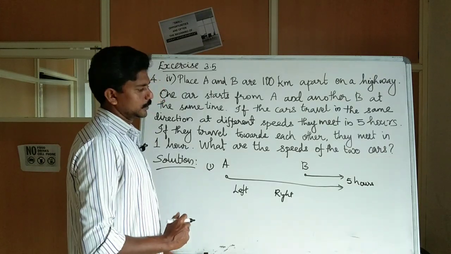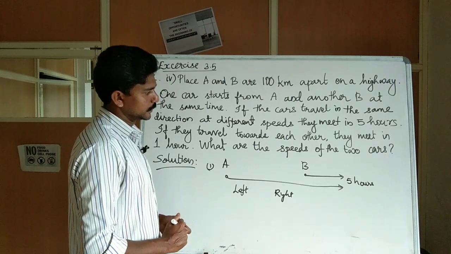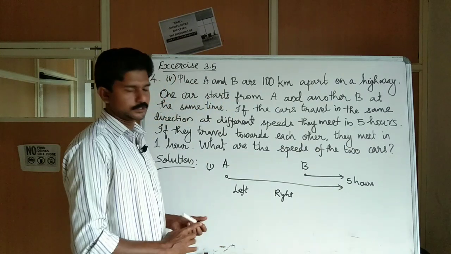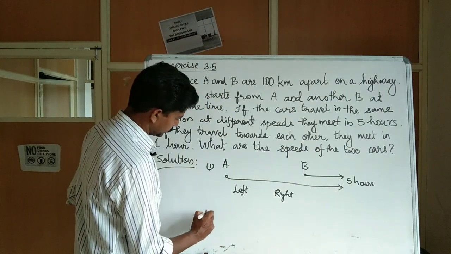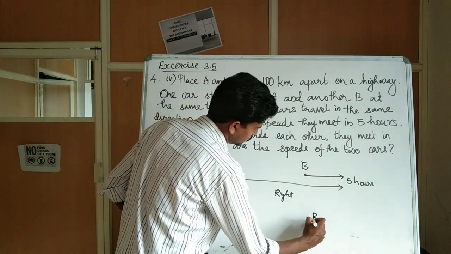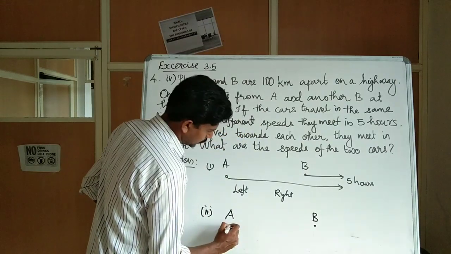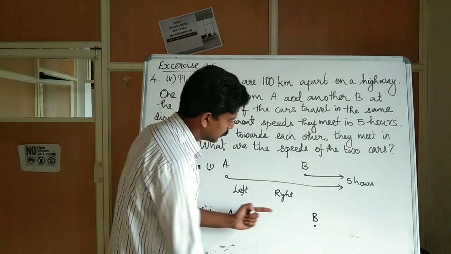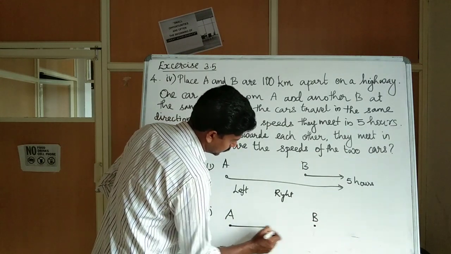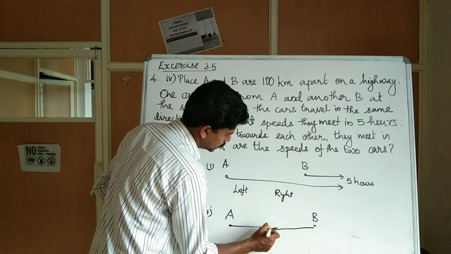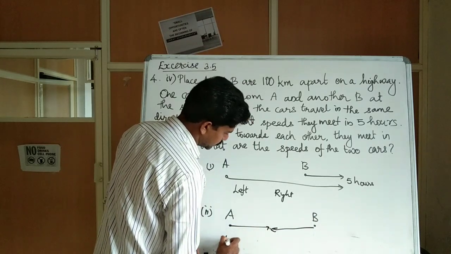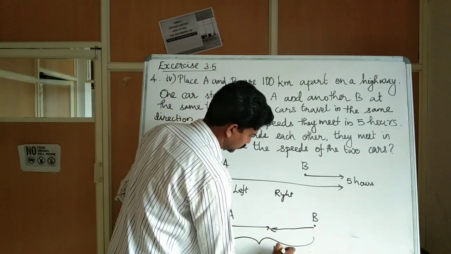They are meeting after 5 hours in this case. And the second one: the two cars are now facing opposite. One car is going towards the right, another is coming towards the left. They meet in one place. Now the distance between the two places is the same, 100 kilometers.